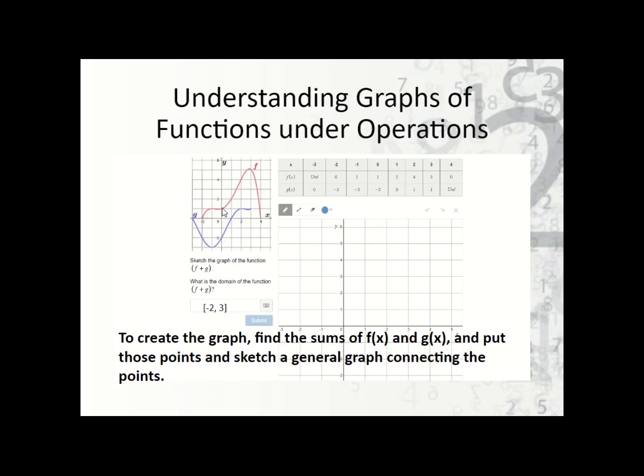If we look at a point like 0, at 0, f was at 1 and g was at negative 2. So 1 plus negative 2 is negative 1, so it should be here. So we just kind of plot those points as we go and figure out what the graph looks like.